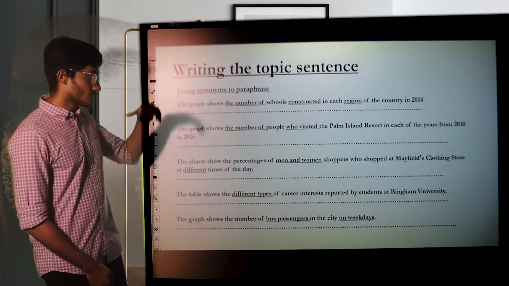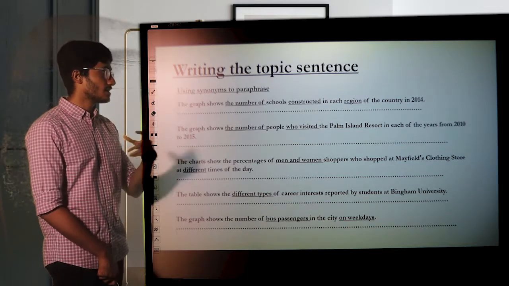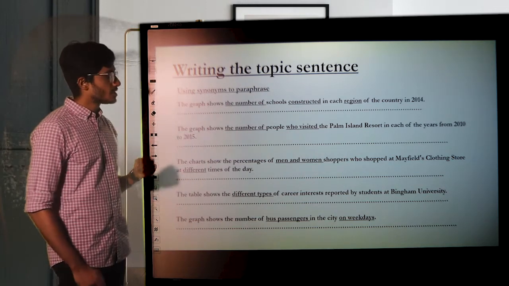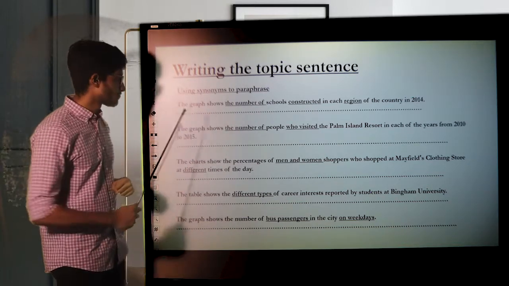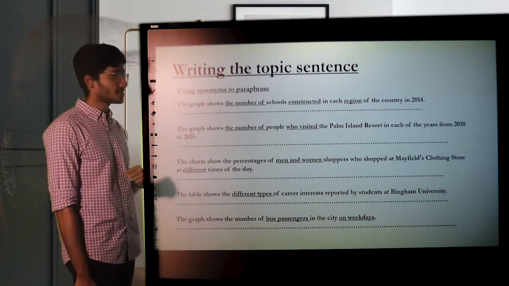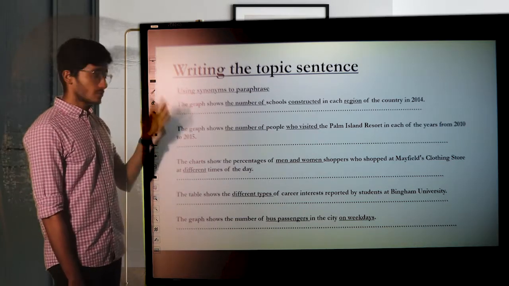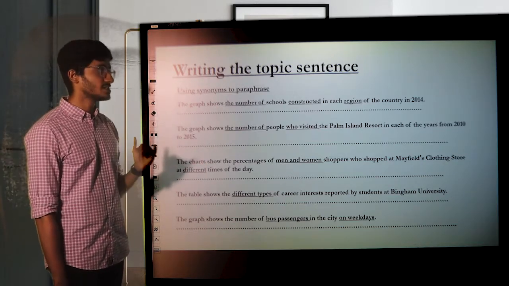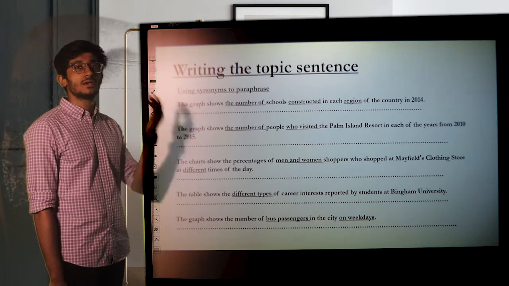And so this is another task for you to do, and this relates to the previous page. So remember the synonyms that we have given you. Here you have a couple of sentences. The graph shows the number of schools constructed in each region of the country in 2014. What you have to do is paraphrase this sentence. You have to write the sentence without changing the meaning, without changing the tone, without changing the facts. You have to write the same sentence but in different wording.